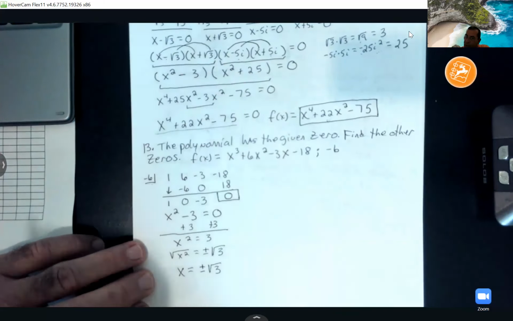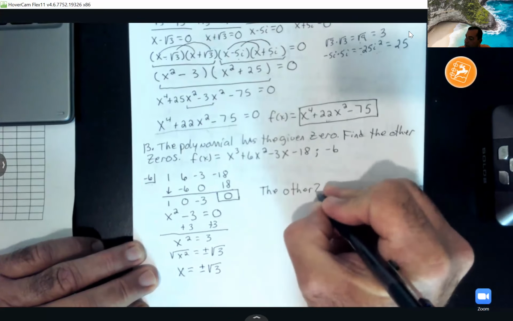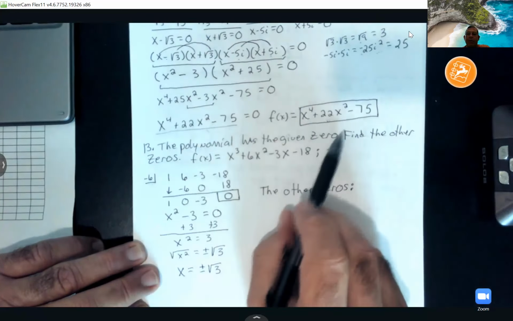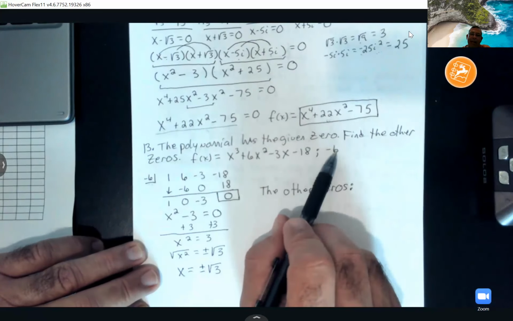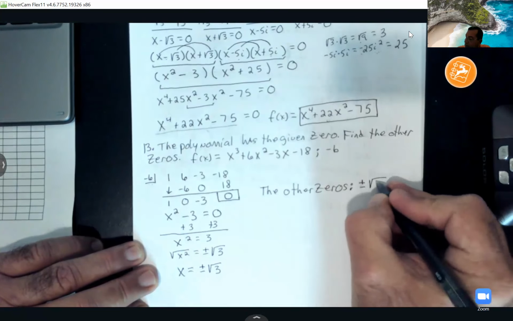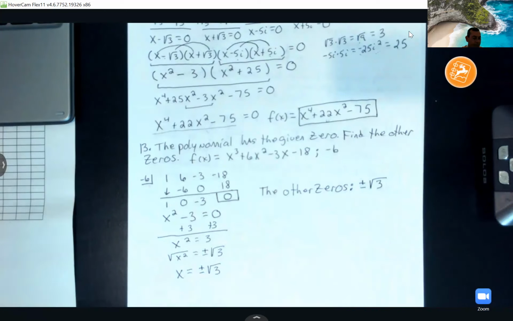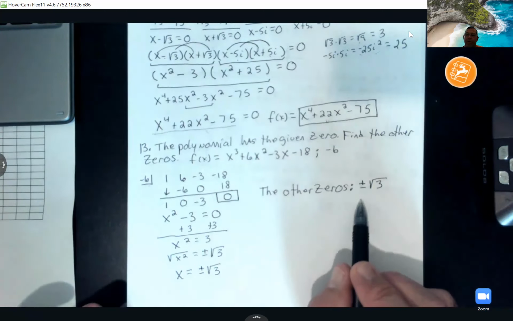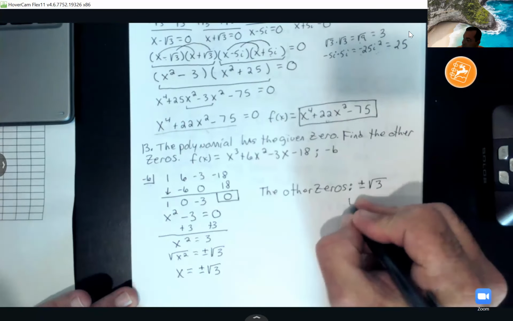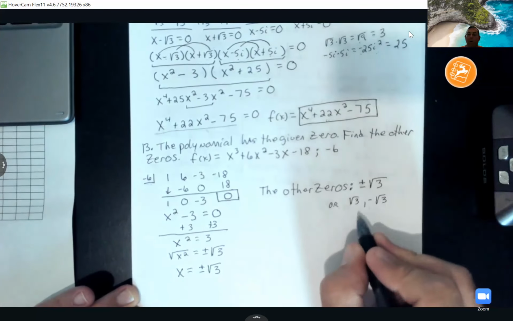Now, here's what MATLAB wants. It wants the other zeros. It doesn't want us to put the negative 6 because they gave us that one. What they want is the plus or minus square root of 3 on that one, okay? Or you can put what? Square root of 3, comma, negative square root of 3. Either way. So it'll take it like that, or like that, okay?